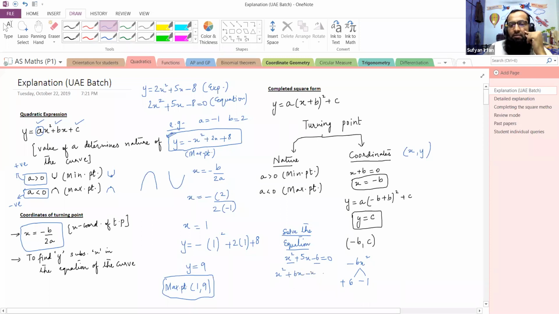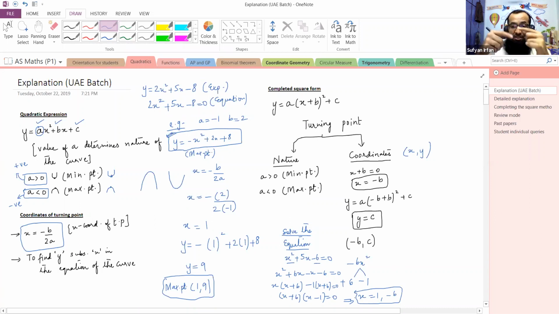x squared plus 6x minus x minus 6 equals 0. We are successful in breaking the middle term, and now we take the common factors, making two pairs. x plus 6 is then taken as common. This is x minus 1. And then we have been given two x values. One of them is 1 and the other is negative 6. So these are not the coordinates of the turning point. They are the roots of the equation.